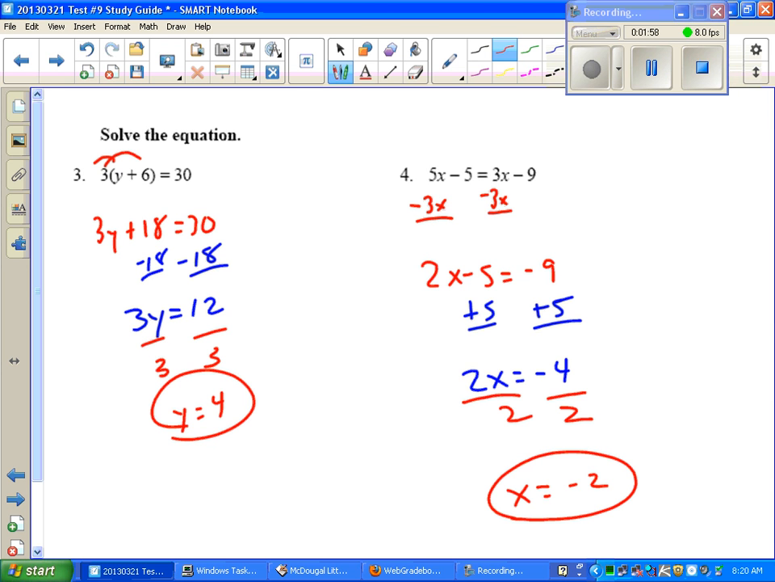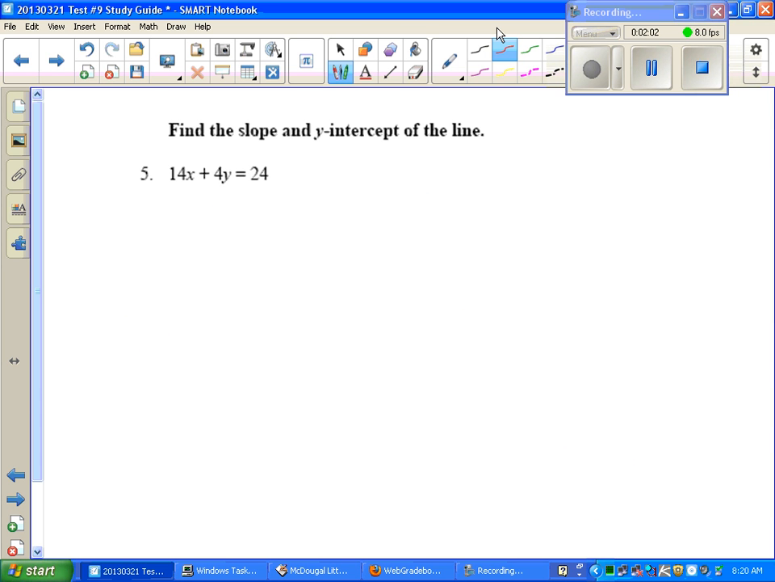Again, just going way back to make sure we're still good on those. Number 5 says find the slope and y-intercept of the line. This is not written in slope-intercept form. This is standard form, ax plus by equals c. In order for you to see slope-intercept, you have to write it in that form, y equals mx plus b. So we need to move whatever's not y over to the other side, 14x. That's positive. Undo that by subtracting 14x. If you do it to that side, do it to the other side. You can't take 14 away from 24, not like terms.